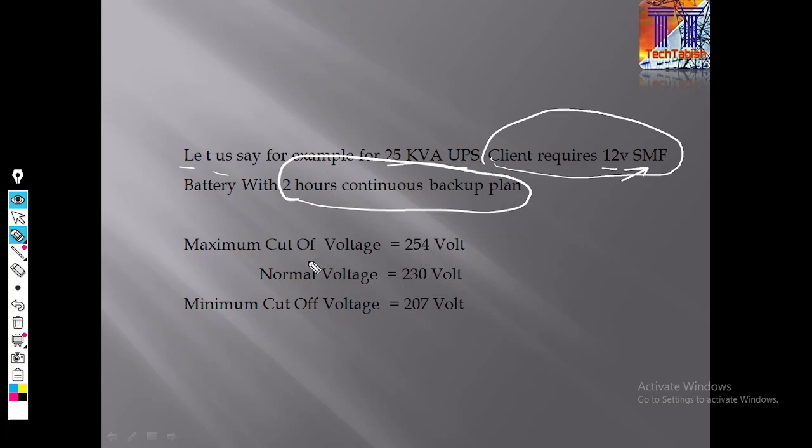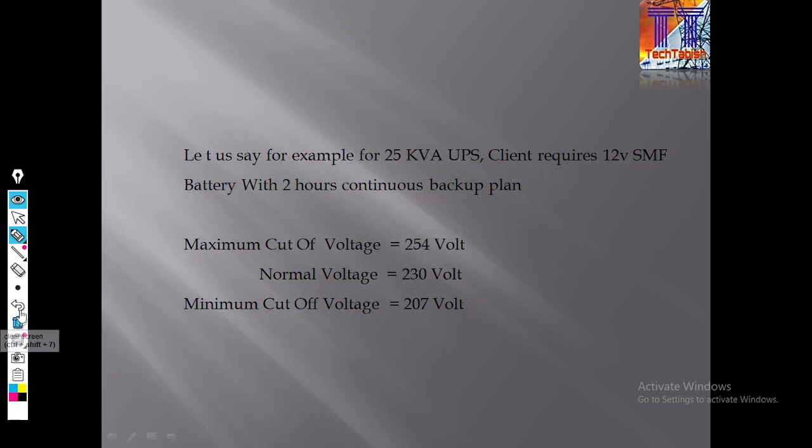Now we will see the maximum cutoff voltage of the UPS is 254 volt, the normal voltage is 230 volt, and the minimum cutoff voltage is 207 volt. We will use these voltages in the calculation, so you have to remember them.